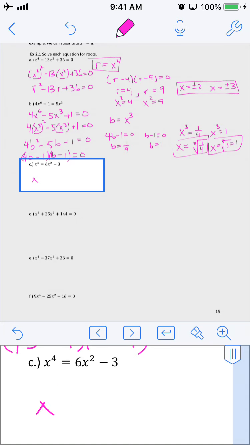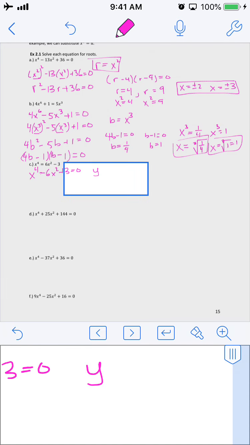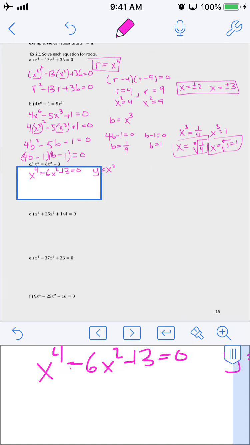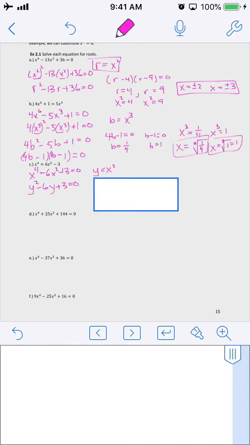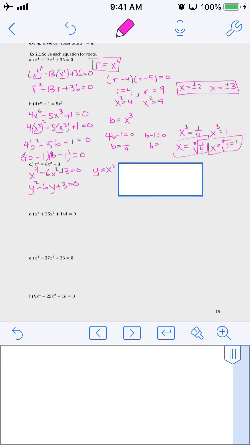Okay, first I'm going to write it so that it actually looks like English, or at least math class. Minus 6x squared plus 3 equals 0. I'm going to make y equal to x squared. So y squared minus 6y plus 3 equals 0. This one I cannot factor because the only factors of 3 are 1 and 3, and they do not add to -6. So I'm going to go over here and use the quadratic formula.